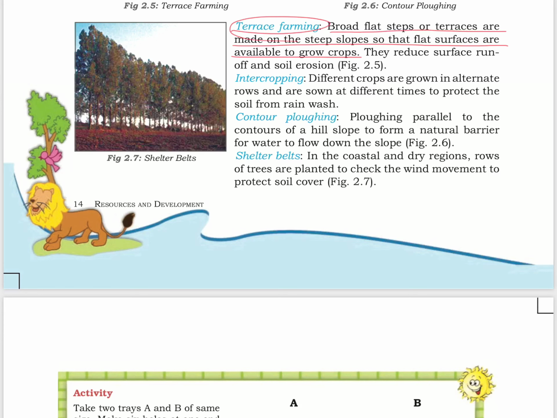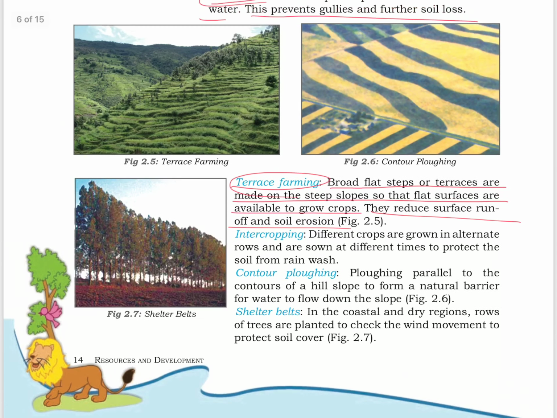Next, coming to terrace farming. Broad flat steps or terraces are made on the steep slopes so that flat surfaces are available to grow crops. They reduce surface runoff and soil erosion. Here in this picture you can see terrace farming. Next, we have intercropping. Different crops are grown in alternate rows and are sown at different times to protect the soil from rainwash.